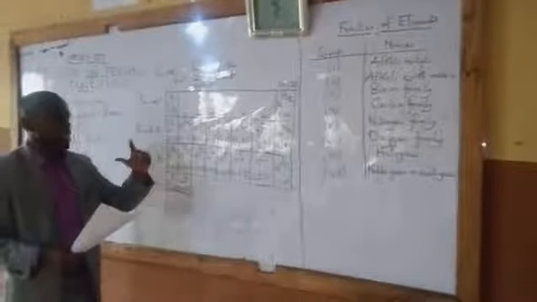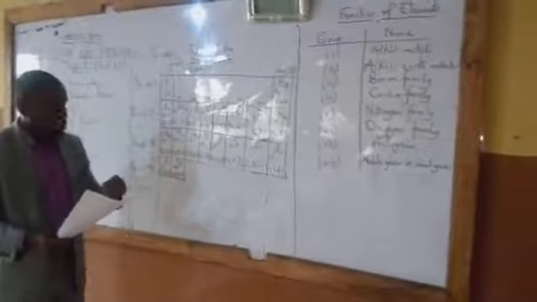Take note, we have 4 periods in the periodic table, and we have 8 groups in the periodic table. Because of our time, by the time we resume, I shall give you the formula on how to know each element in a group without wasting too much time.